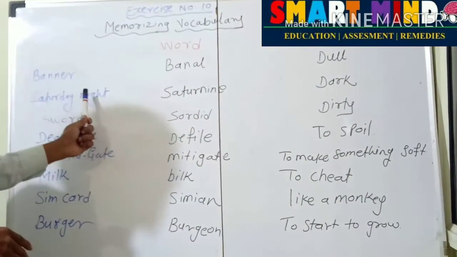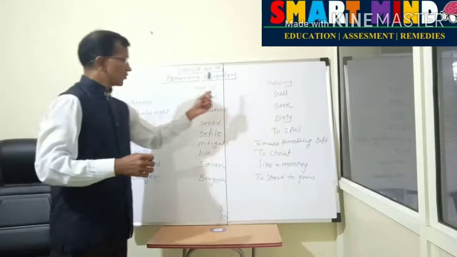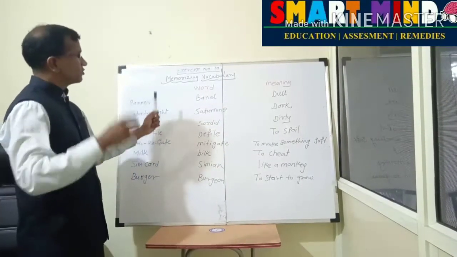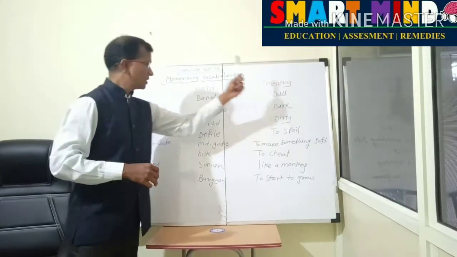Saturday night. How does night look? Simple, very dark. So on the basis of Saturday night, you have to recall Saturday night. What does it look like? Dark. Understood? Third one.